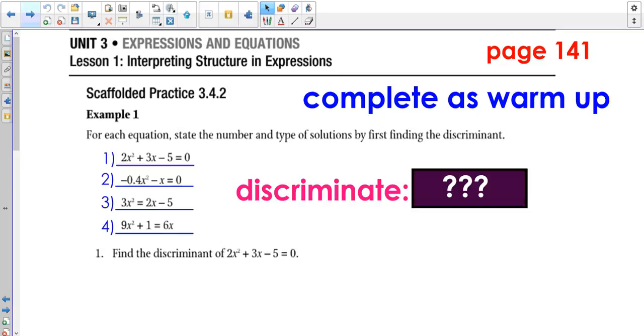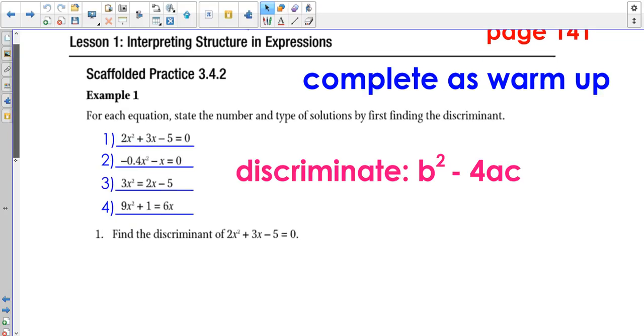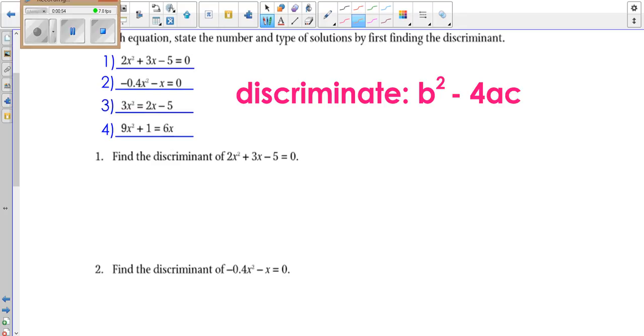In each one of these examples, you're going to find the discriminant of each of these quadratic functions, and then you're going to use that discriminant to state the number and type of solutions, which you guys have already done before. It should be review. So it'd probably be best if you actually pause this and then just check your answers when you're done. Using the formula b squared minus 4ac, I'm going to go through number 1, 2, 3, and 4. I'm actually going to pause it and then just show you the answers.